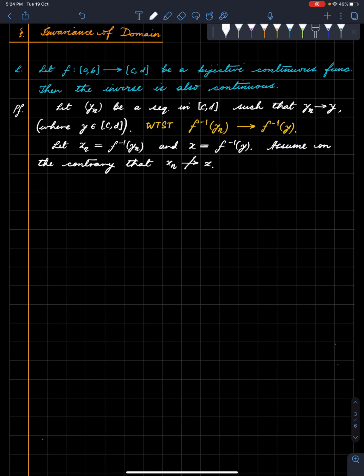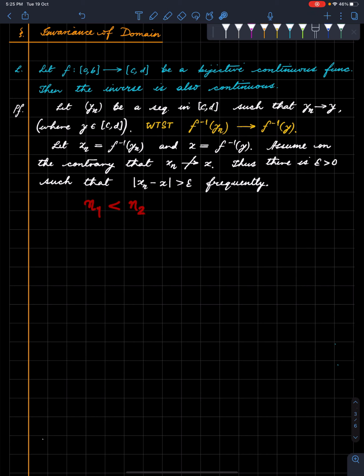Alright, so if this convergence does not happen, what does that mean? It means that there is epsilon greater than 0 such that xn minus x deviates by epsilon frequently. Which means that there are natural numbers n1, n2, n3 and so on, such that the absolute value of x n_i minus x is greater than epsilon for all i. That's what this means.